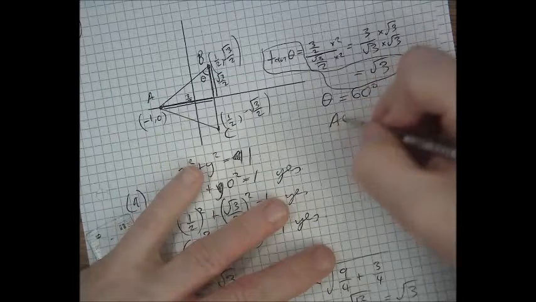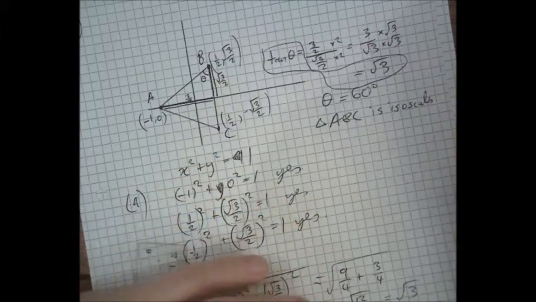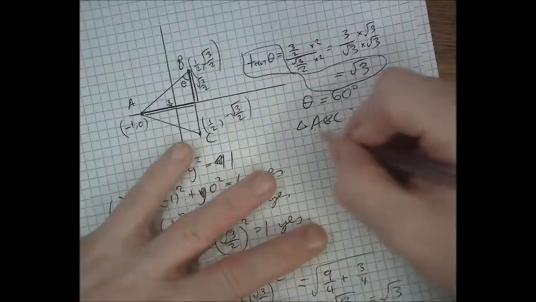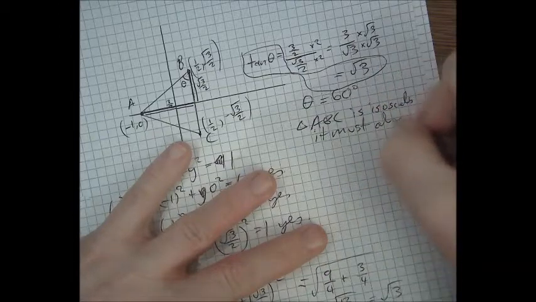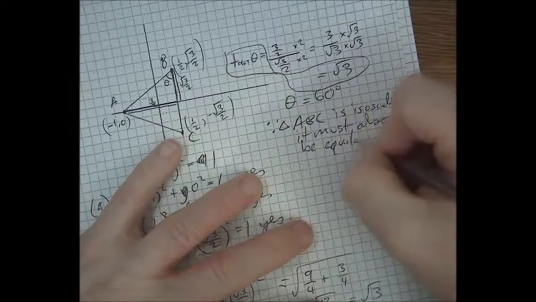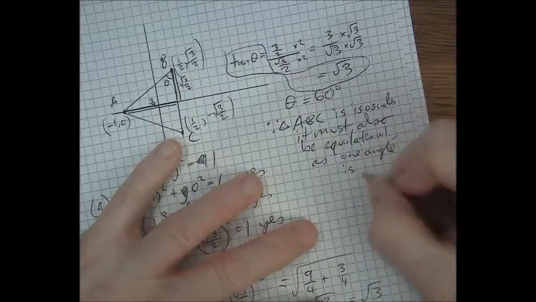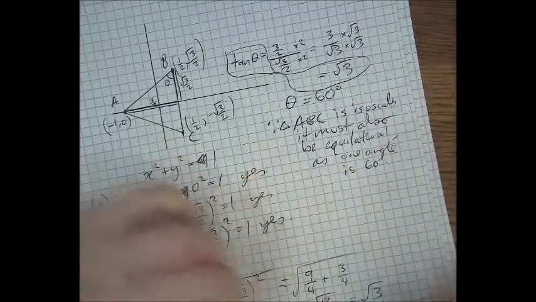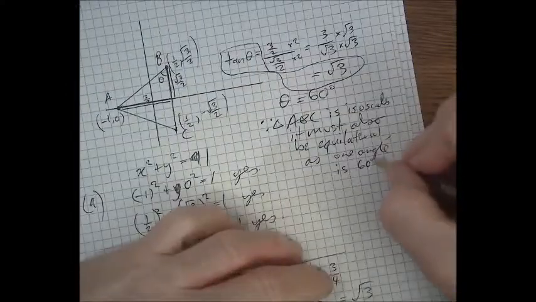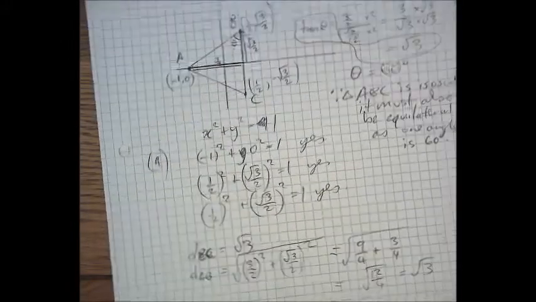Now, because ABC is isosceles, it must also be equilateral as one angle is 60. If one angle is 60, then the other 2 have to be 60 as well, because that's the only way to fit such angles in a triangle. I've already solved the problem. That was just me demonstrating that SOHCAHTOA can be useful to you at any point where right-angled triangles are at play.